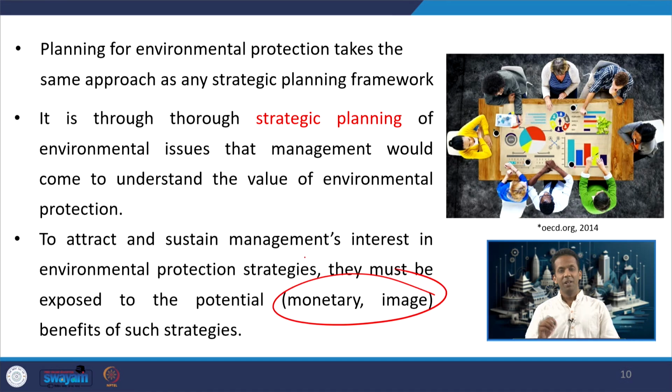in the form of reputation or money. How we are going to earn more and more by incorporating the environmental front. If that is conveyed properly to top management, then it will be easier for them to integrate the environmental front in the corporate culture, and all this activity would be done through strategic planning. That is why environmental planning is a kind of strategic planning.